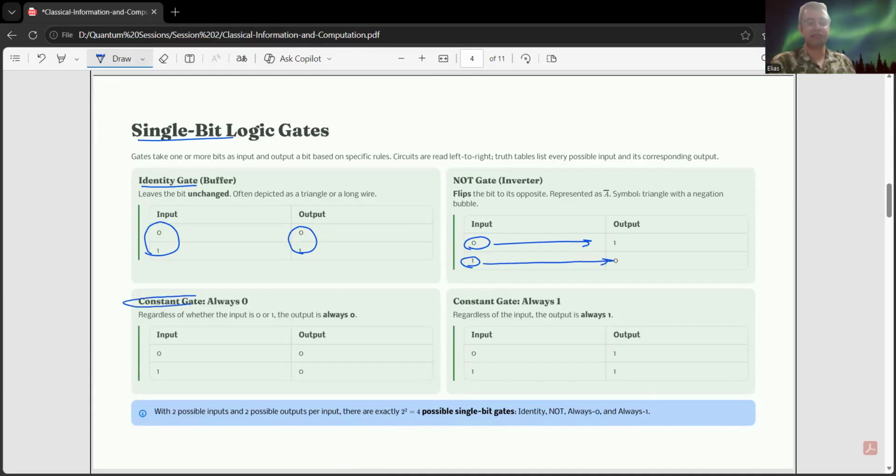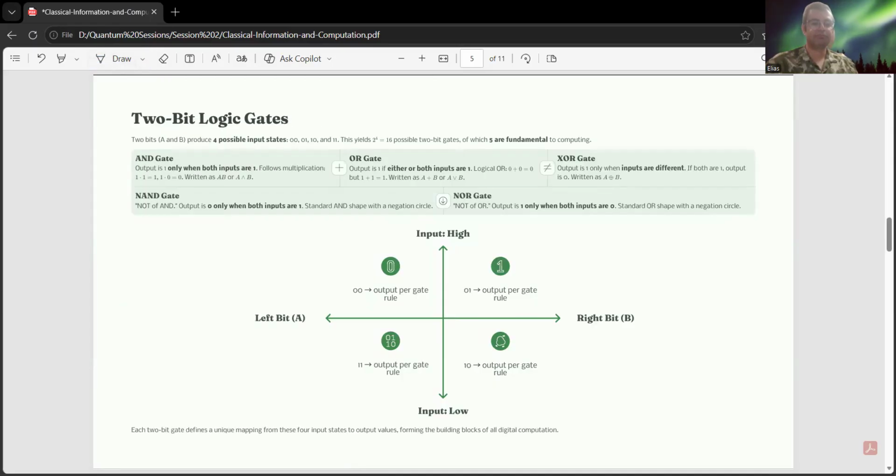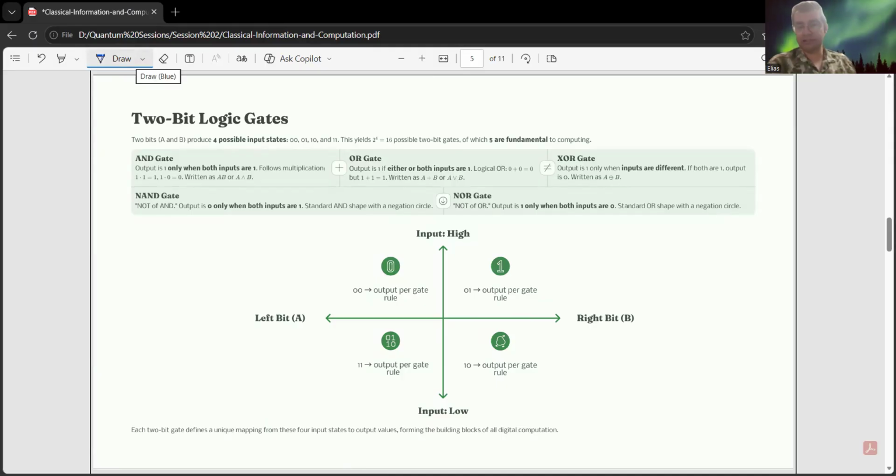And we can have a constant gate, for example, always 0. Regardless of what your input is, the output will be 0. Or regardless of what your input is, the output will be 1. And now we can also have 2-bit logic gates that are very important. Your computer is built from millions or billions of this type of gates on the CPU that it is using.